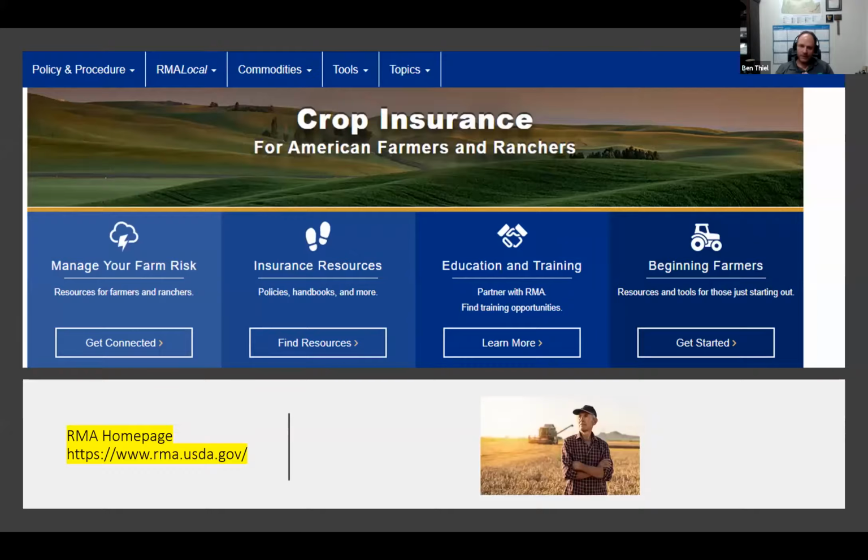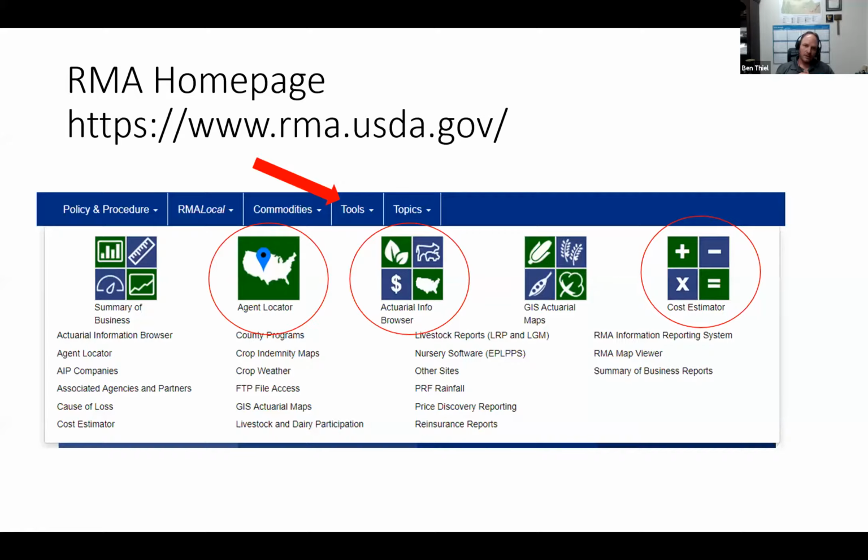So getting close to the end of my presentation, this slide shows a screen print of RMA's homepage, at least the top portion of it. What's highlighted there is the link to our homepage. Something I wanted to point out, that's some useful tools that I've circled there, is if you click on tools, you get a drop down.